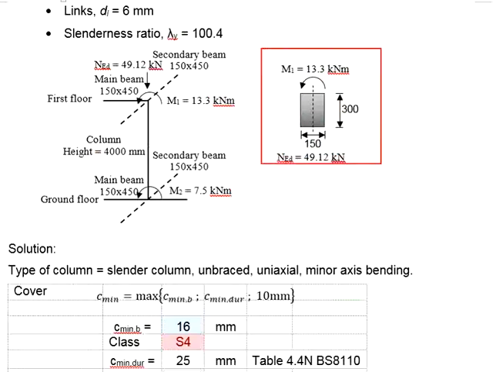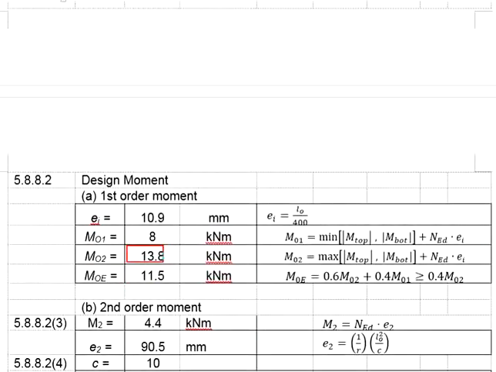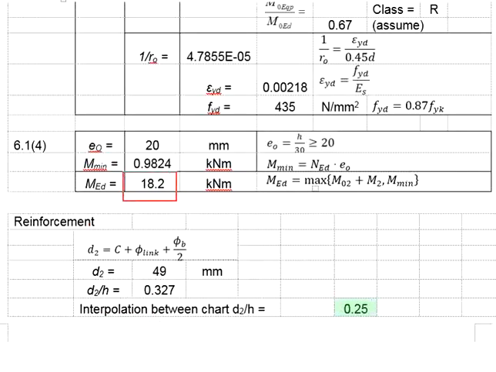Since we are dealing with the minor axis, the H shall be taken as 150. The calculated value here shall be at least 20. That gives you E0 equals 20. Multiply the NED, you get the Eng-aim equals 0.98 kilonewton meter. You will choose the larger value of the two. Obviously, the MED will be due to M02, which is 13.8 plus 4.4. You have MED equals 18.2 kilonewton meter.